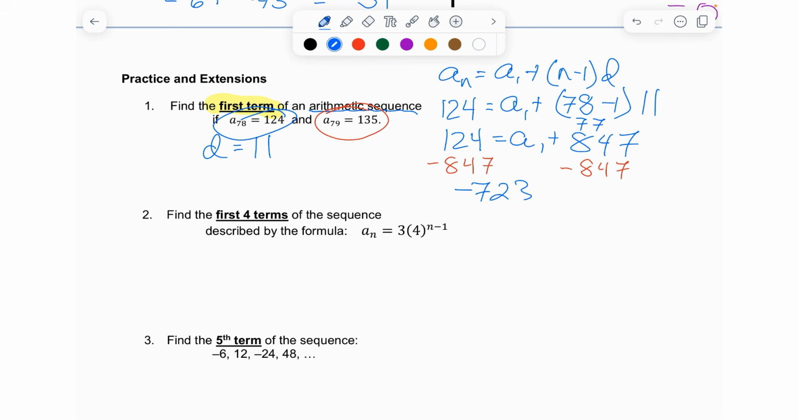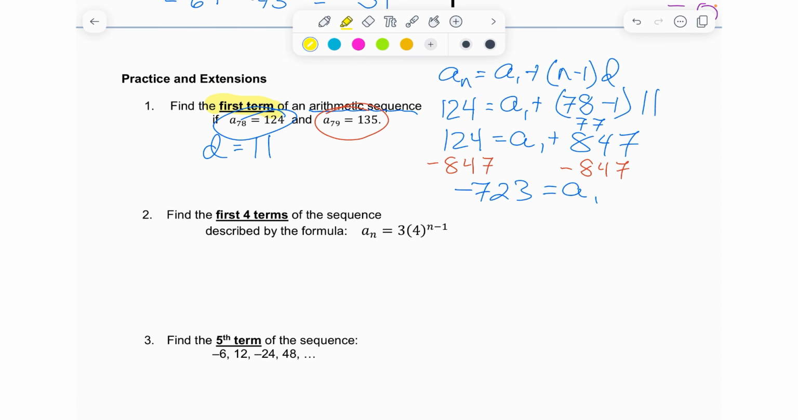Does it make sense that it'd be negative 723? Well, if you're only at 124 at the 78th term and you got to go backwards, back to the first term, it's going to be down there in the negatives, as a negative term. It's going to be negative 723.